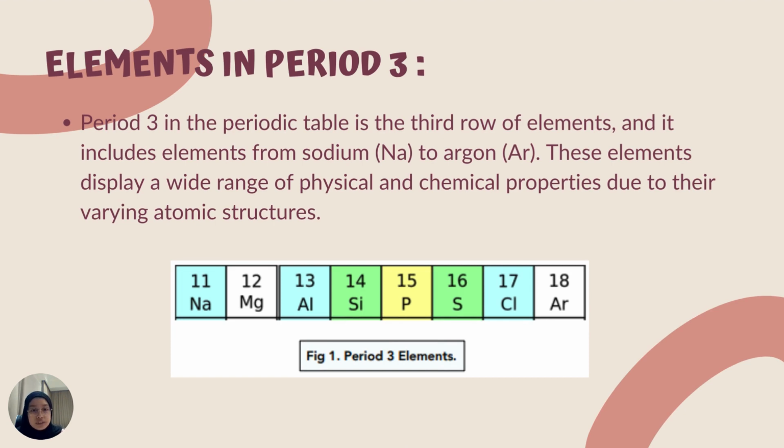Elements in period 3. Period 3 in the periodic table is the third row of elements, and it includes elements from sodium, which is Na, to argon. These elements display a wide range of physical and chemical properties due to their varying atomic structure. So period 3 highlights the periodic trend of changing properties across a period and is a fundamental concept in understanding the behavior of elements in the periodic table.